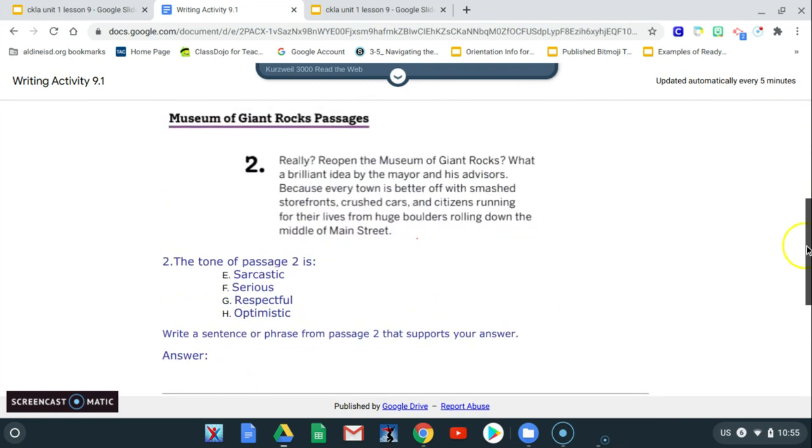And then for number two, you're going to do the same thing. You're going to read this passage, and then you're going to choose which tone you think is for passage two. Is it sarcastic, serious, respectful, optimistic? Whatever it is, you're going to highlight one of these answer choices, and then down below, pick a quote or a phrase within this passage that supports the answer that you chose.